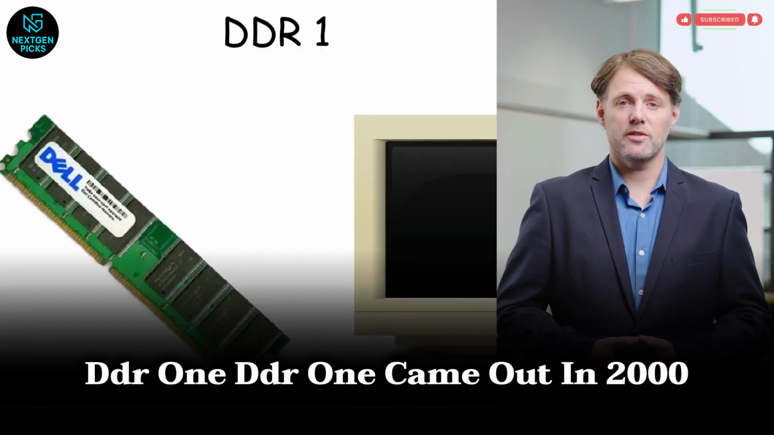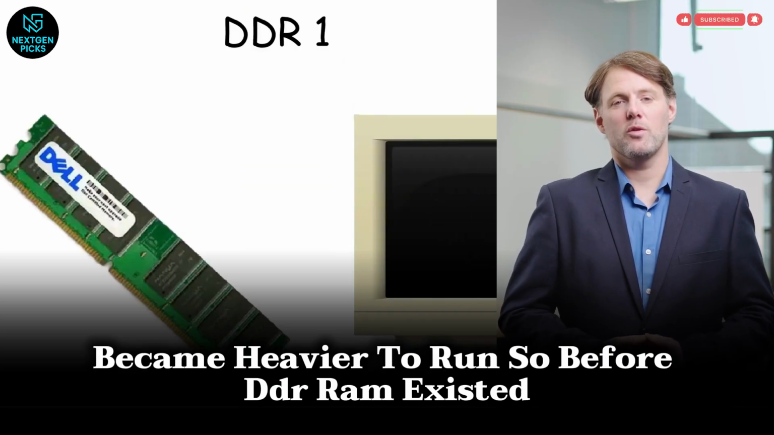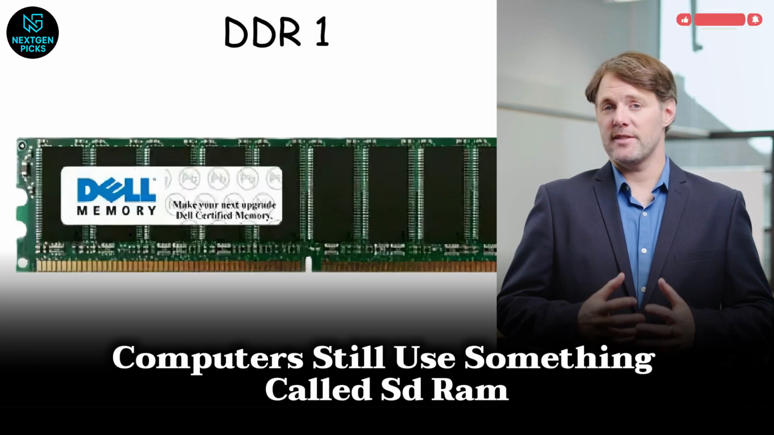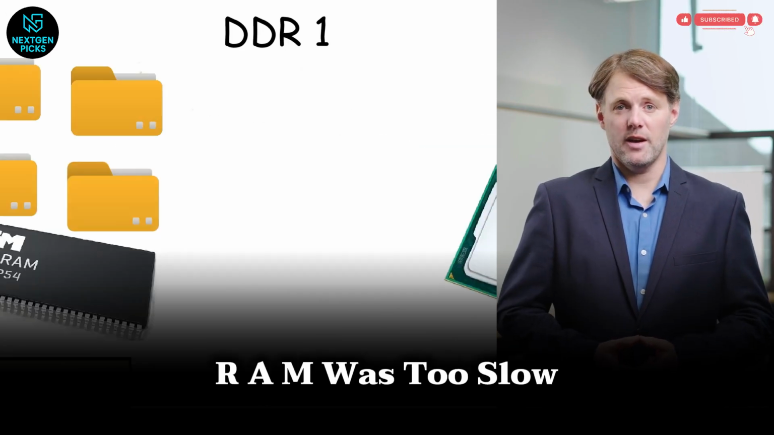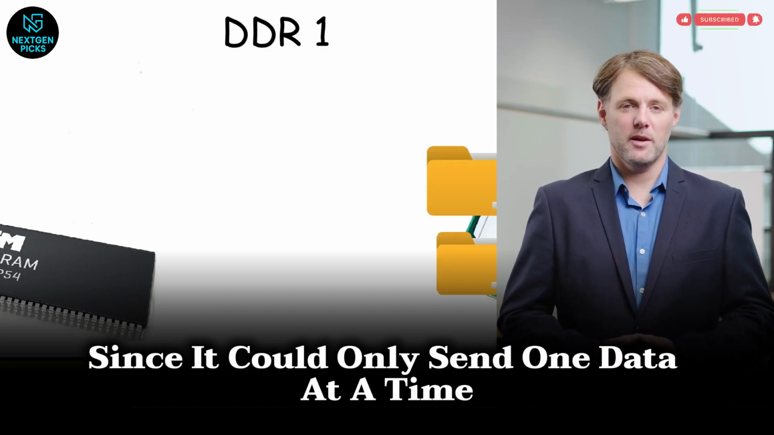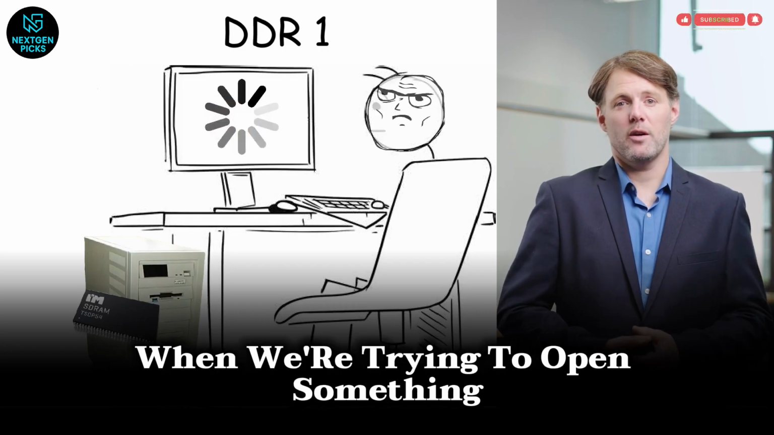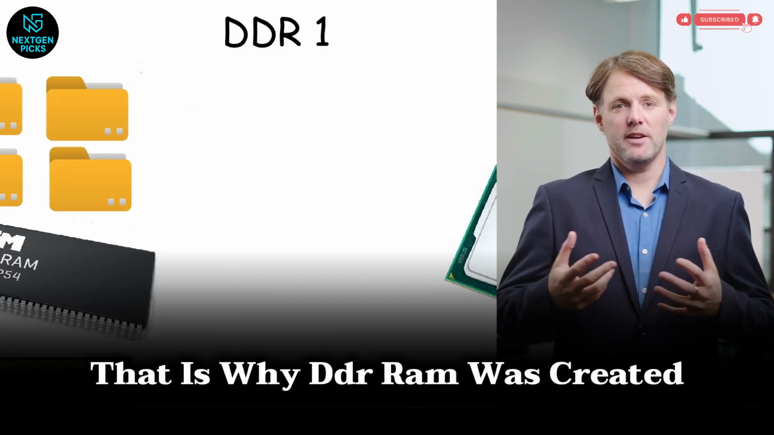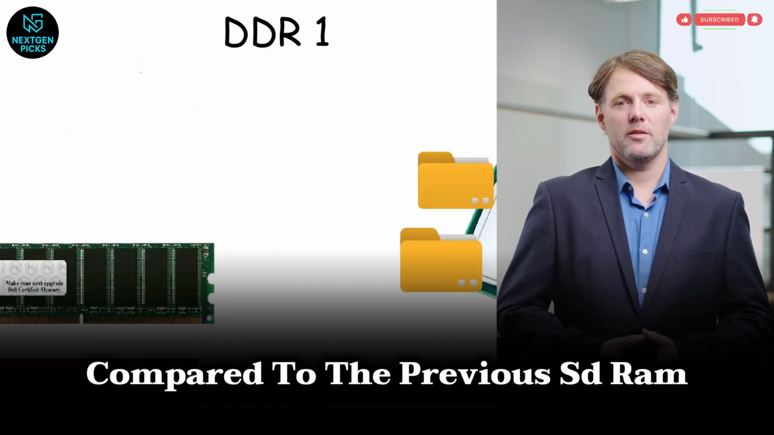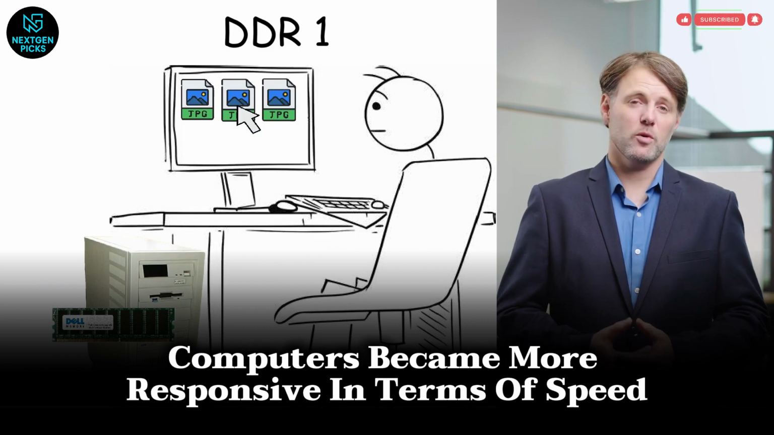DDR1 came out in 2000, and it was created because computers became heavier to run. Before DDR RAM existed, computers still used something called SDRAM. This SDRAM was too slow since it could only send one data at a time, which makes computers stutter and have longer loading times when we're trying to open something. That is why DDR RAM was created, which allows sending twice as much data compared to the previous SDRAM. As a result, computers became more responsive.